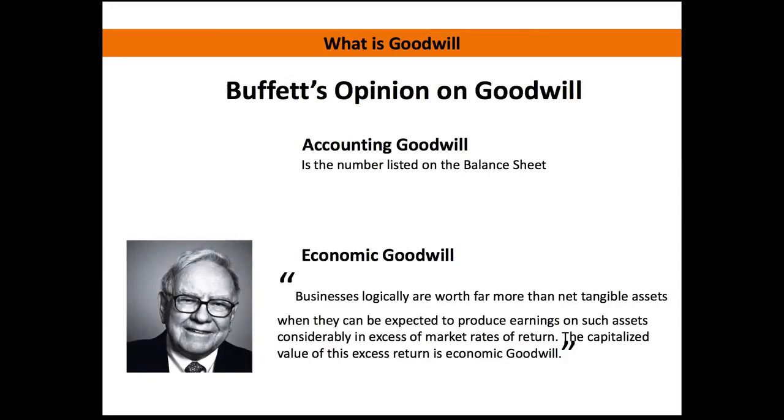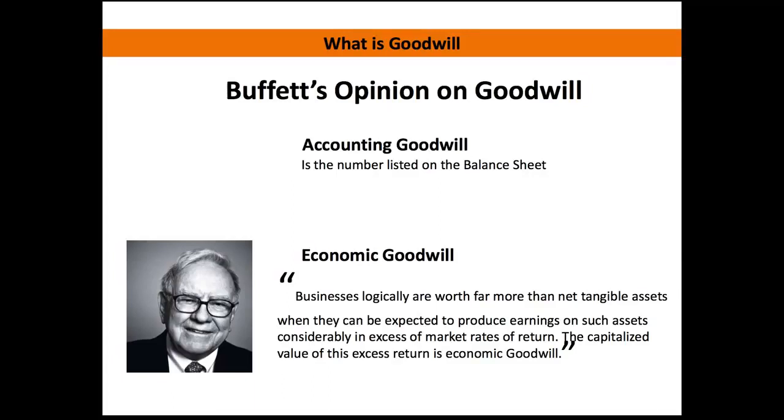Okay, so let's turn to our friend Buffett here and see what his opinion is on goodwill. His opinion of accounting goodwill, which I just described, is that it's nothing more than a number that's listed on the balance sheet. He doesn't really place much value in what you see on the balance sheet as far as that number listed under goodwill. And he definitely didn't place a lot of value on it prior to 2001 when you had to amortize that amount. So what he likes to distinguish is between accounting goodwill and economic goodwill. And here's his definition of economic goodwill.